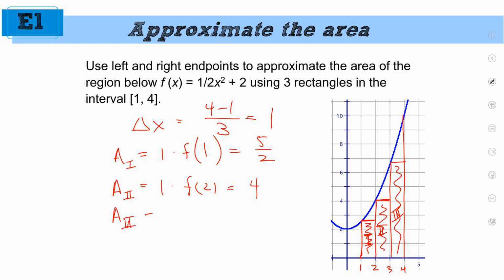Area of region 3. 1 times f of 3. f of 3 is 13 halves. So my Riemann sum total would be 13. Yes? Okay, good. Any problems?